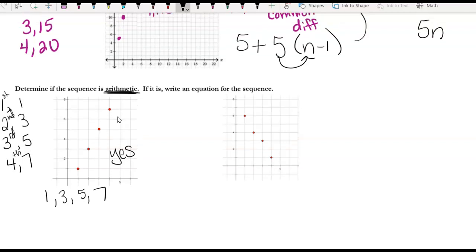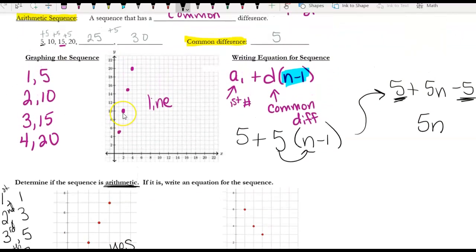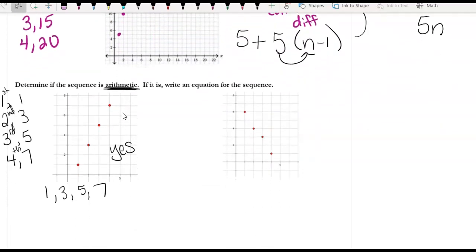Okay, so now it's asking us to write an equation. So we're going to come back to this, and we're going to use this one a lot. So a sub 1 is where we start, and I started at 1. This is my first term. And then each time, this is adding 2. So I do plus 2, and then n minus 1, because that's always there.